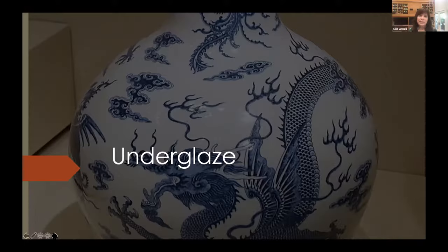And so this is a type of production where you put the color on prior to the high firing of the vessel. And so there are only two colors in this time period that could be used in underglaze production, and that was blue and red. And if you have an example where the red looks really red because it's very hard to actually achieve, that is a celebration, that's a victory. So let's just look at a few examples.